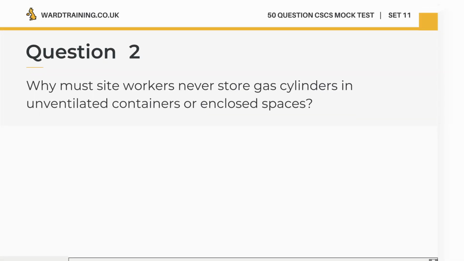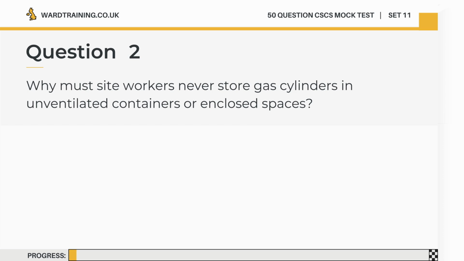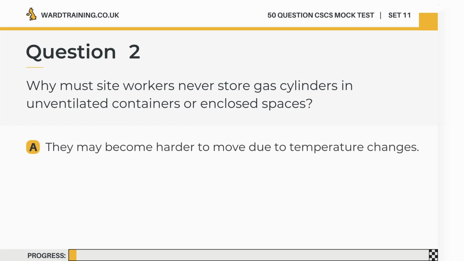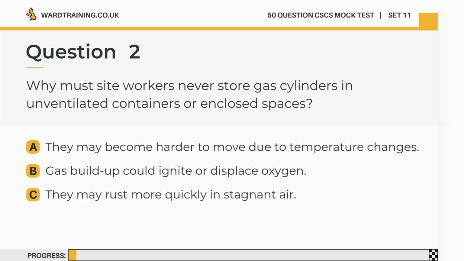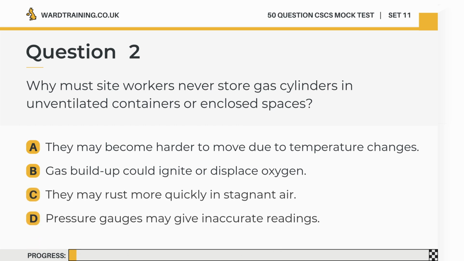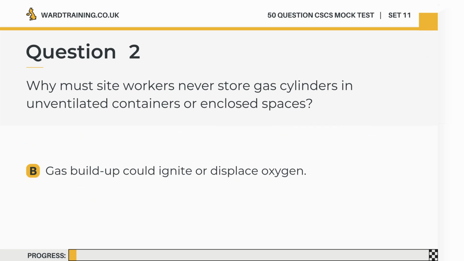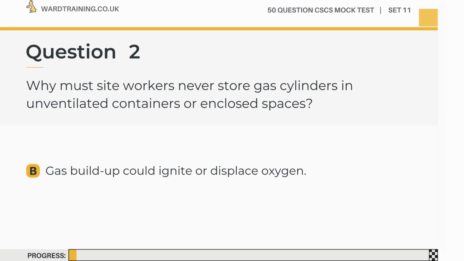Question 2. Why must site workers never store gas cylinders in unventilated containers or enclosed spaces? A. They may become harder to move due to temperature changes. B. Gas buildup could ignite or displace oxygen. C. They may rust more quickly in stagnant air. D. Pressure gauges may give inaccurate readings. The correct answer is B. Gas buildup could ignite or displace oxygen.